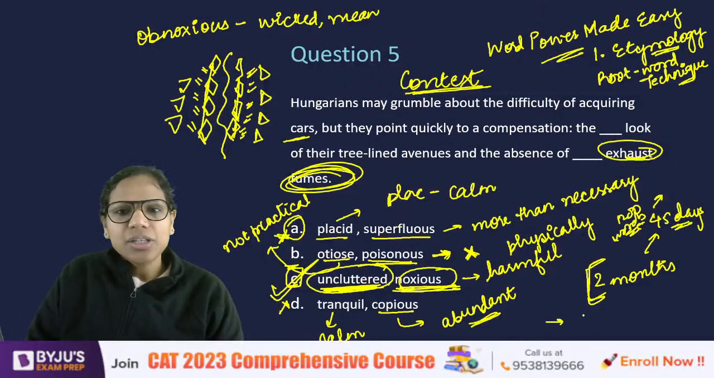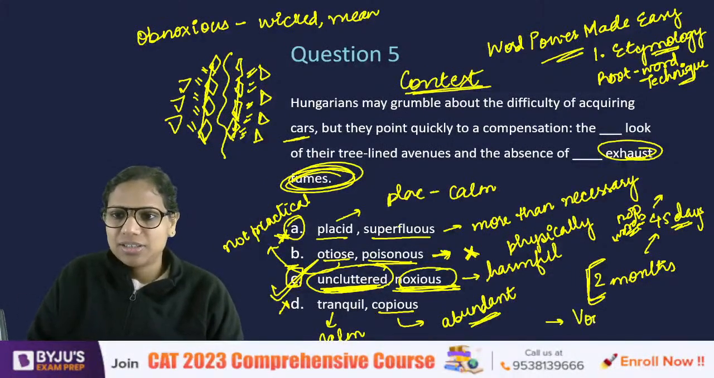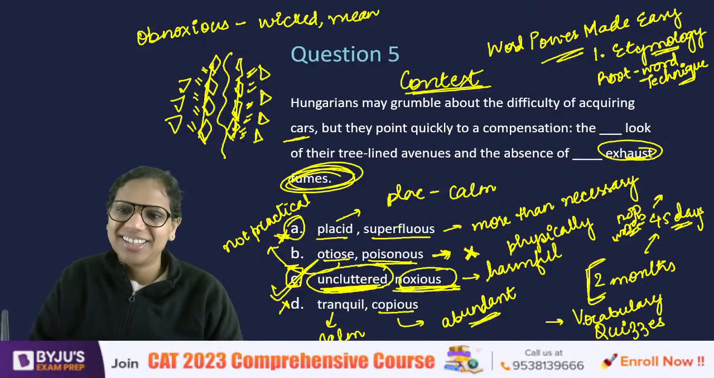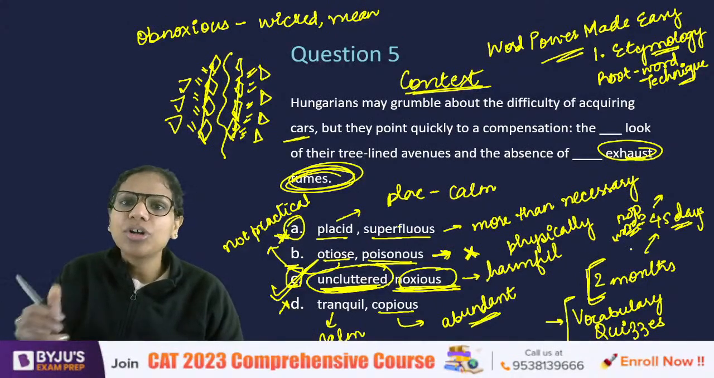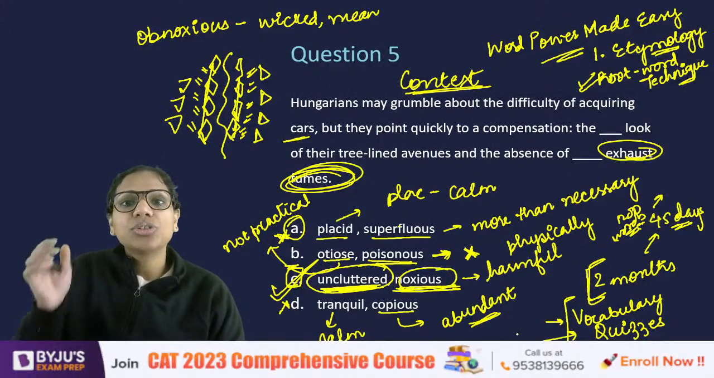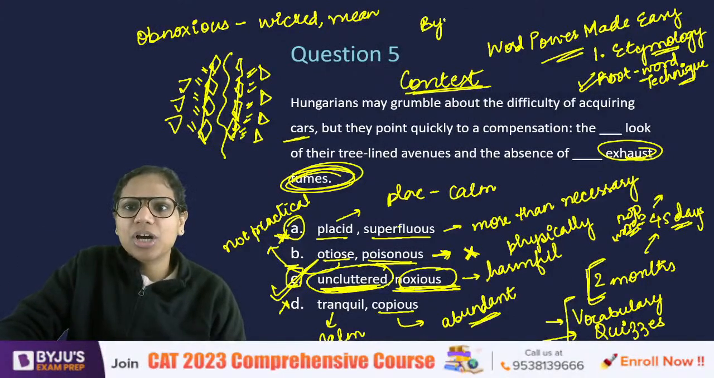Then another way is that you can go for vocabulary quizzes. Of course, reading will help you. Indirectly, you'll pick up a lot of words through reading. These are more direct ways of learning vocabulary that I'm telling you: the books and vocabulary quizzes. Some vocabulary tests are also there on our app, BYJU'S Exam Prep app. So just download it and you'll find some vocabulary tests there.